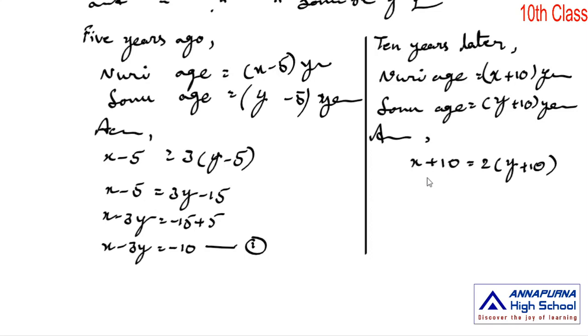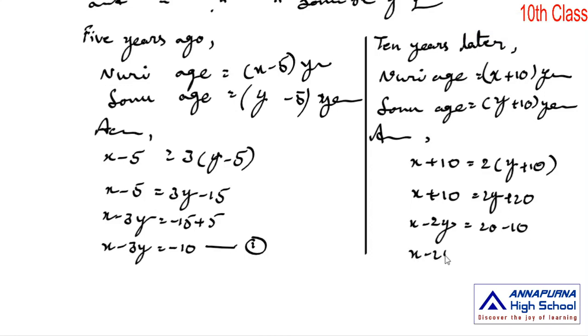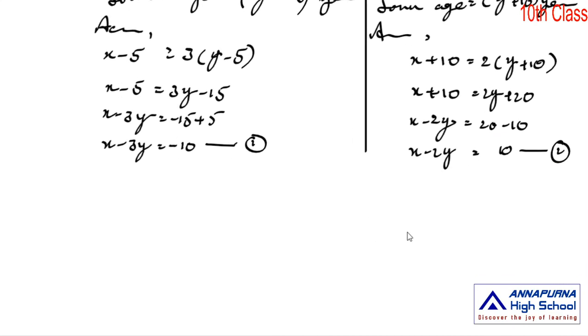Now change this equation to standard form of linear equation in 2 variables. So x plus 10 is equal to 2y plus 20. So when you transpose 2y to the left side, it becomes minus 2y, and plus 10 transposed to the right side changes to minus 10. So x minus 2y is equal to 20 minus 10, 10. This is the second equation. Now solve these 2 equations by elimination method. So write the 2 equations one by one. x minus 3y is equal to minus 10 and x minus 2y is equal to 10. Already the x coefficients are equal.